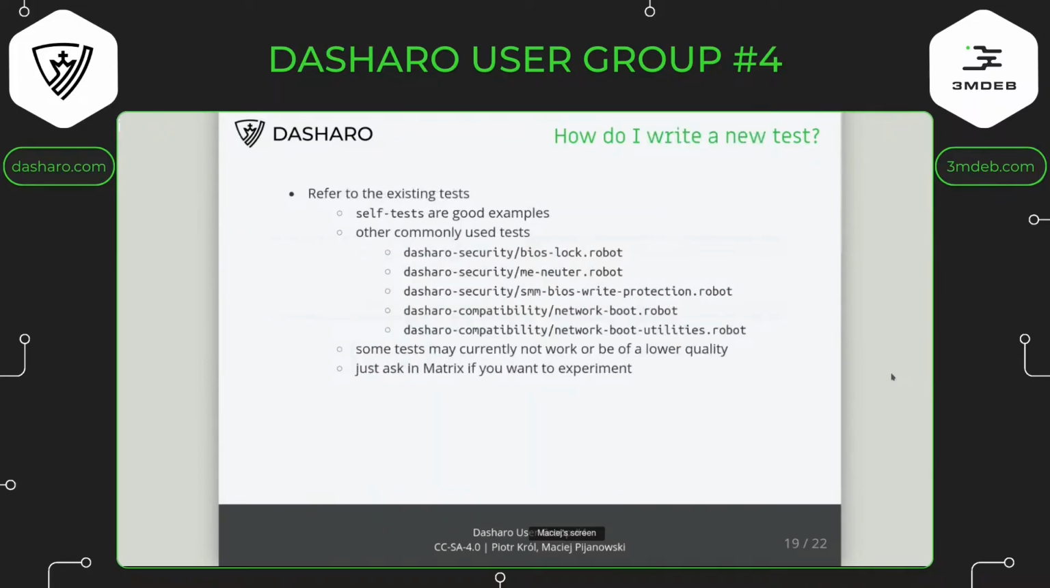If you want to write a new test case, you should take a look at the existing ones and try to build from there. The self-tests are in good shape right now, and those are good examples. There are some other commonly used tests below, which I can recommend. Some others might be in better or worse state. Just ask if you plan to start experimenting, and we definitely will help here.